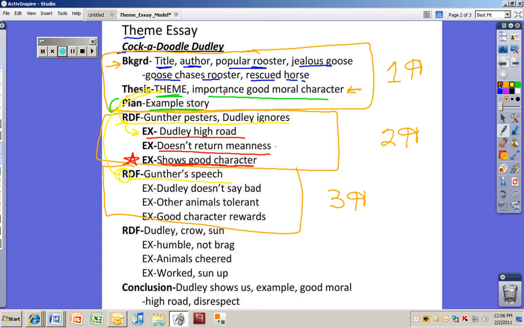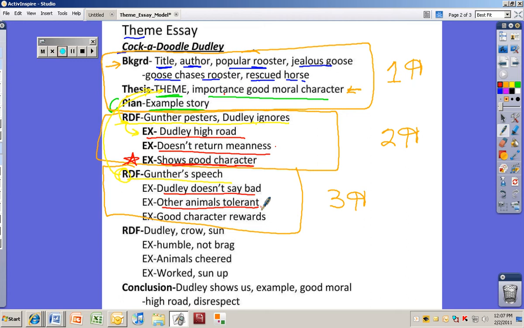I'm going to speed this up here with you guys a little bit. What color is this? Red. Yeah, good. As Gunther is giving his speech, dogging on Dudley, Dudley doesn't say anything bad about Gunther. The other animals end up being tolerant of Dudley. They don't expect him to be perfect. They're like, hey, it's okay, Dudley, right?